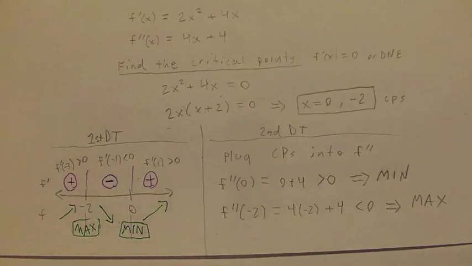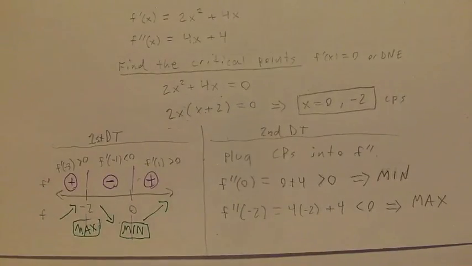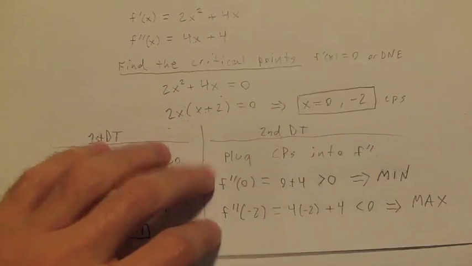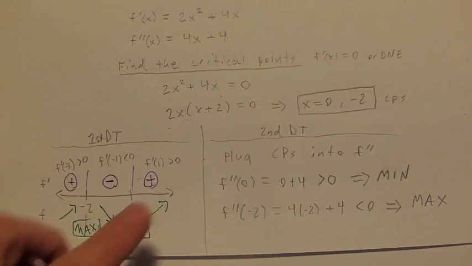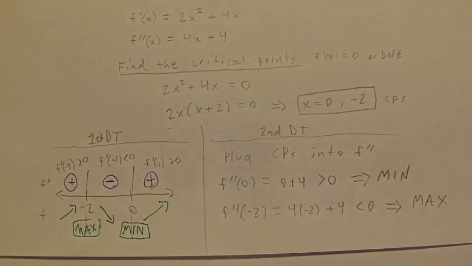So as you can see, the second derivative test is actually a lot faster. A lot of good things about it. I don't have to choose values. I only have two possibilities. I have to plug in the critical points. Okay, and it's easier to plug these into the second derivative usually, because the second derivative ends up being a much simpler function. Okay. All right.